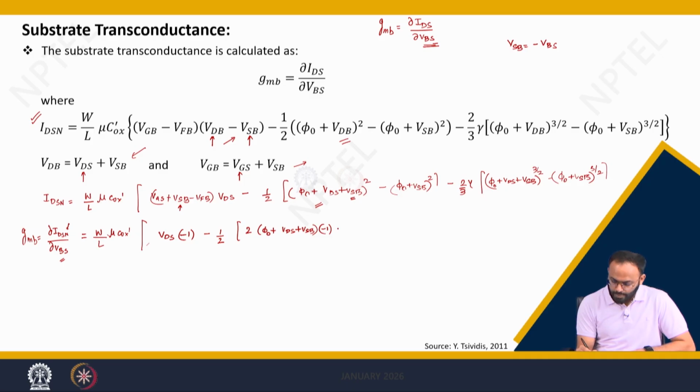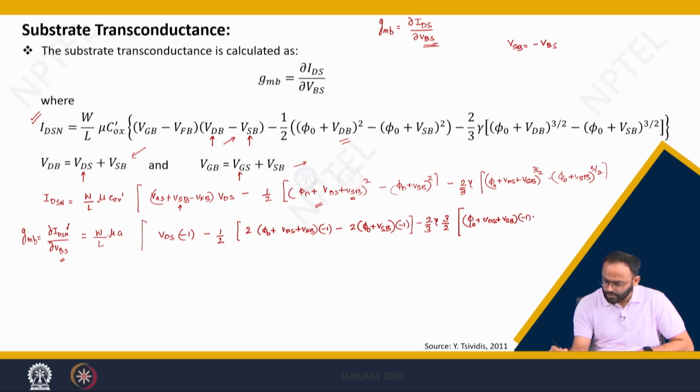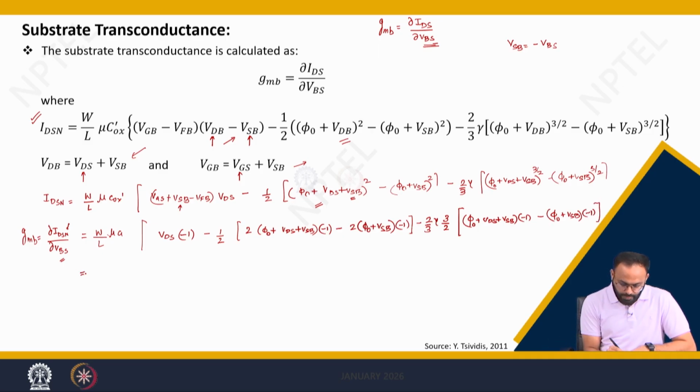Minus 1 minus 2 times of phi naught plus VSB into minus 1 minus 2 by 3 gamma, and this will give you 3 by 2. The same thing will be repeated here, phi naught plus VDS plus VSB with a minus 1 minus phi naught plus VSB into minus 1. So, this can be written as W by L mu into COX dash minus of VDS.